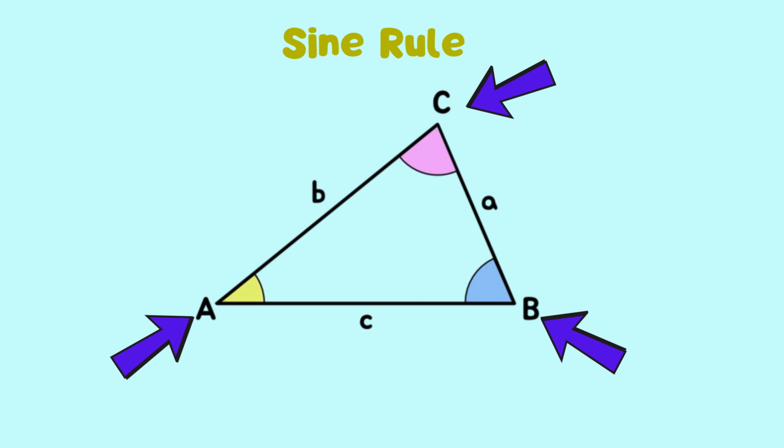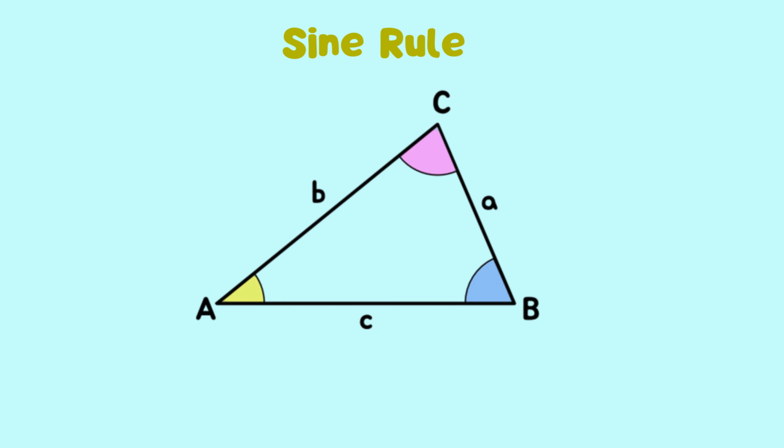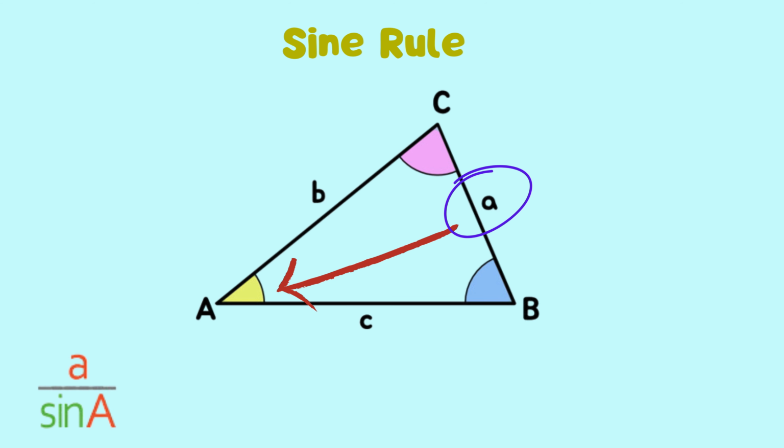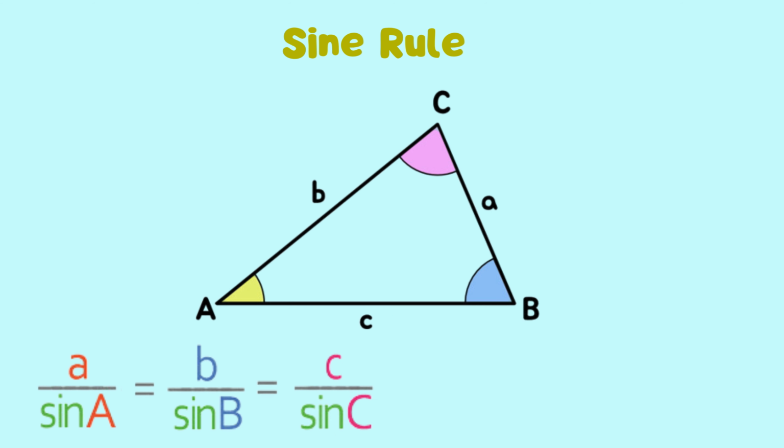Notice that the angles are labelled in capital letters, while the sides opposite to each angle are labelled in their respective common letters. Now, if you select any side on the triangle and put it over the sine of the opposite angle, it will be equal to another side over the sine of its opposite angle. This gives us the equation you are seeing on the screen.